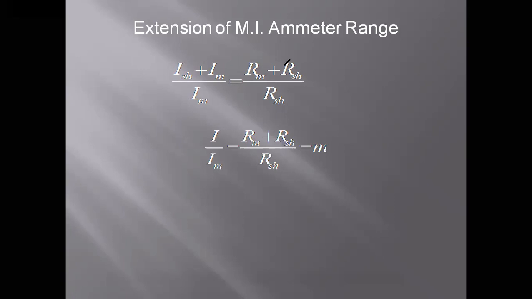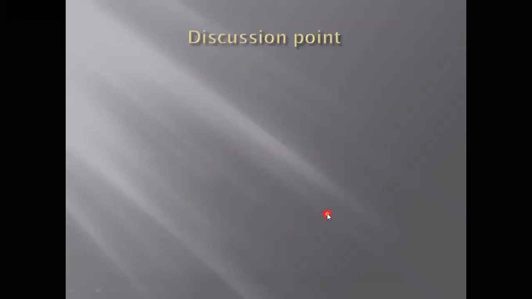Now from that, I by Im is equal to Rm plus RSH by RSH. I by Im is what we term as the multiplication factor m. So RSH is equal to Rm by m minus 1. This we know already.